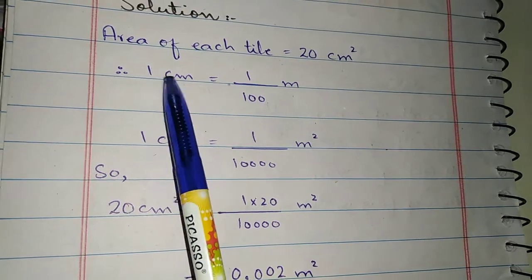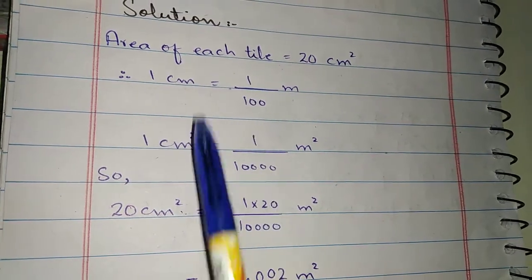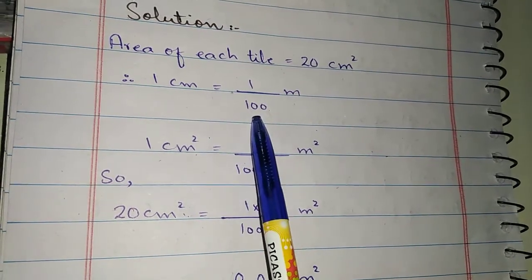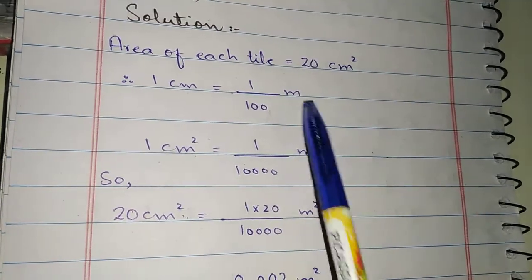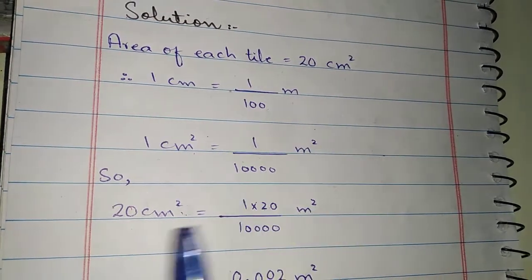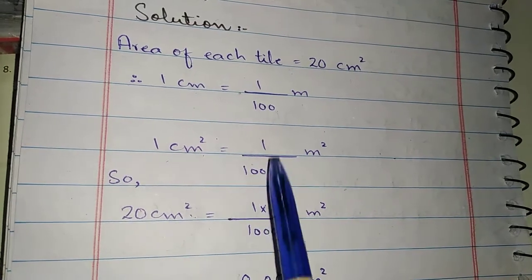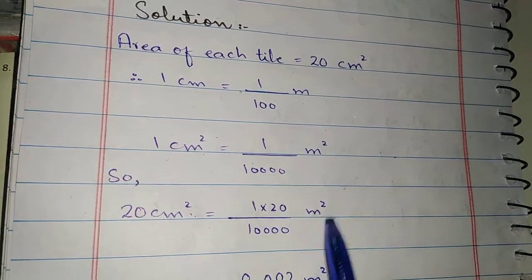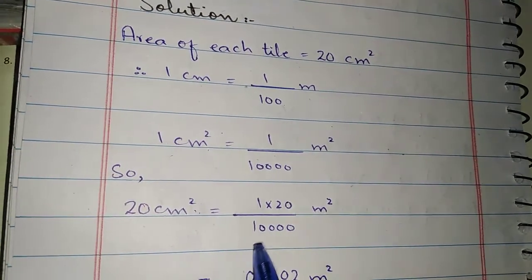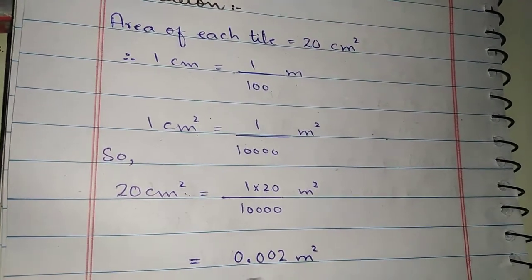And we know that 1 centimeter is equal to 1 over 100 meters. Squaring on both sides we get 1 centimeter square is equal to 1 over 10,000 meters square. We have to find 20 centimeter squares in meters, so we multiply on both sides by 20. 20 centimeter square is 1 multiplied by 20 over 10,000 meters square. After dividing 20 by 10,000, we get 0.002 meters square. This is the area of each tile.